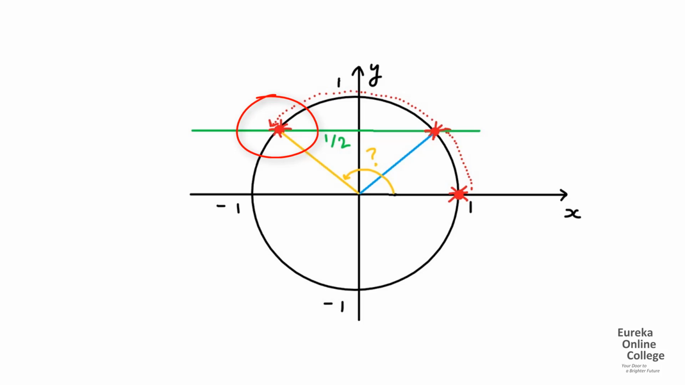By symmetry, the angle on the left there must be 30 degrees as well. Well, hopefully now you can figure out what the question mark must be. You know that you've got 180 degrees on a straight line, so that question mark must be 150 degrees.